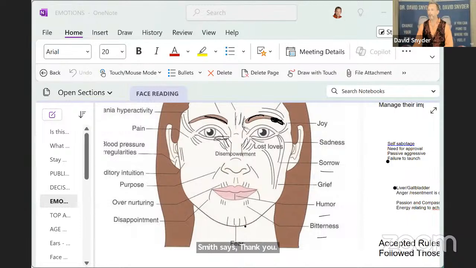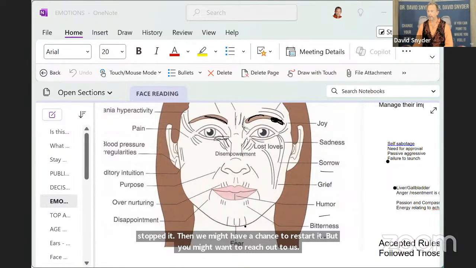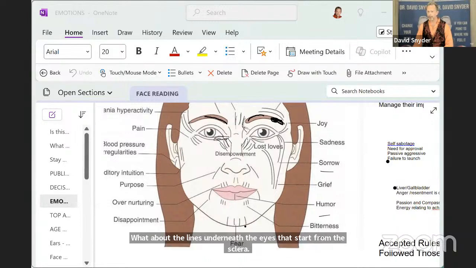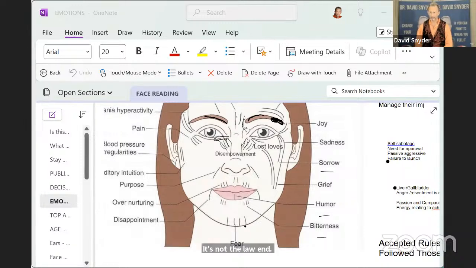Admit says, trauma stopped my thyroid completely. Well, if trauma stopped it, then we might have a chance to restart it, but you might want to reach out to us and see where that takes you. Stevie Wonder sees me. What about the lines underneath the eyes that start from the sclera? Okay, from the sclera, there are no lines that start from the sclera that I'm aware of. Stevie, if you can send me a picture or something, I can give you an idea.